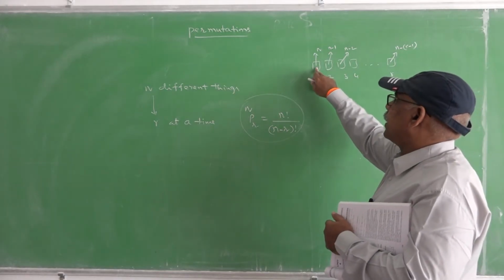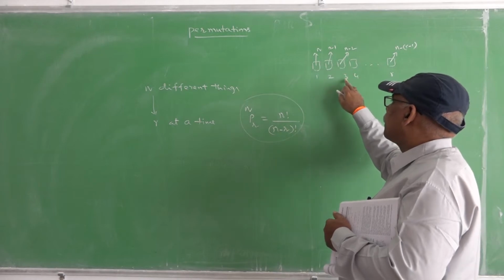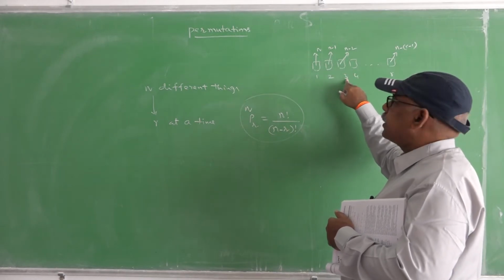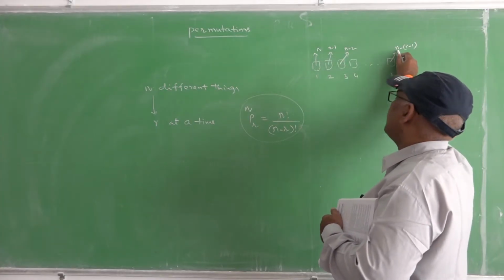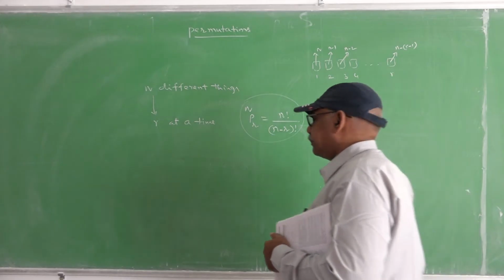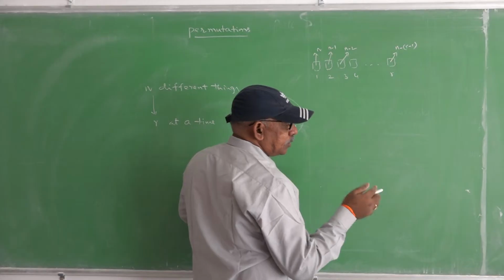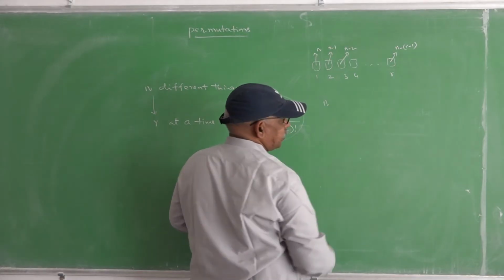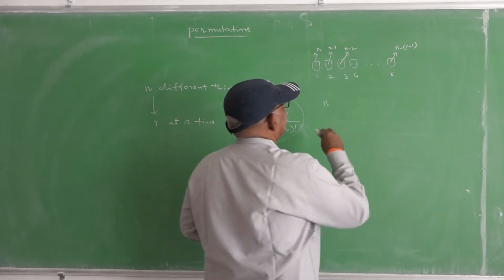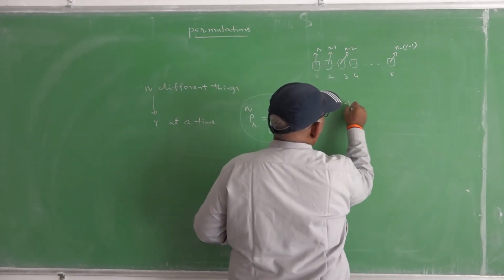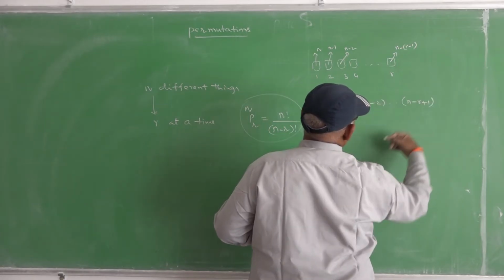It can be filled in n ways. It can be filled in n minus 1 ways. It can be filled in n minus 2 ways. That means the third place can be filled in n minus 3 plus 1 ways. Like that, the rth place can be filled in n minus r plus 1 ways. Now, the required arrangements are by the fundamental principle of counting. Here the product is considered. So n into n minus 1 into n minus 2 and so on, up to n minus r plus 1.